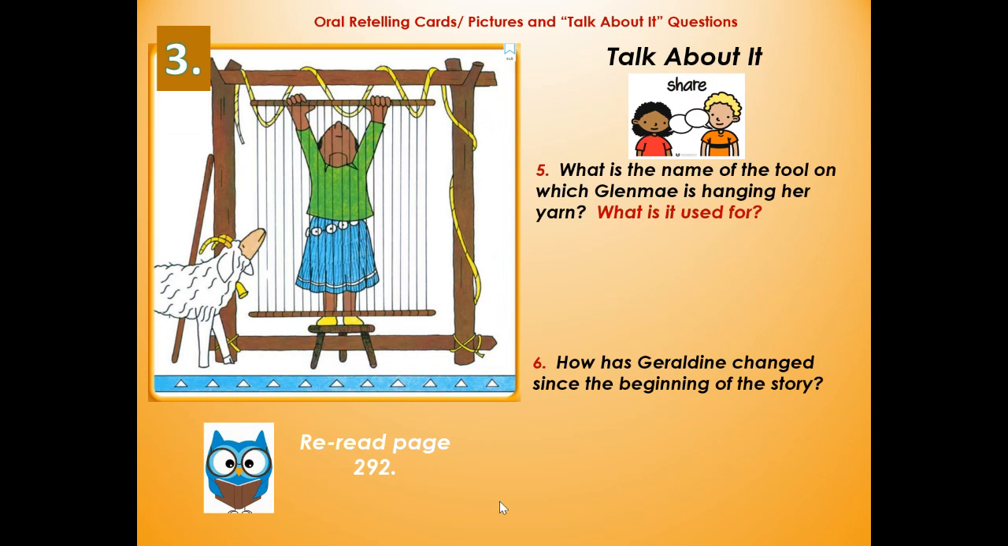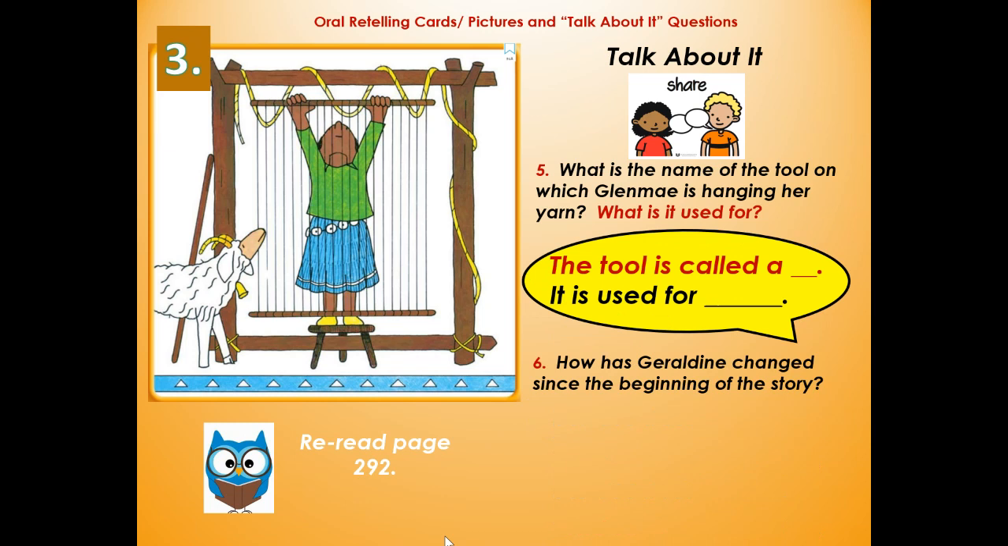Number 3, the third major event. Look closely, reread page 292 in the Journeys textbook if you were to have it. What is the name of the tool on which Glen May is hanging her yarn? So what tool is she using? And what is it used for? So the tool is called a loom. It's used for weaving a rug and getting the weaving started.